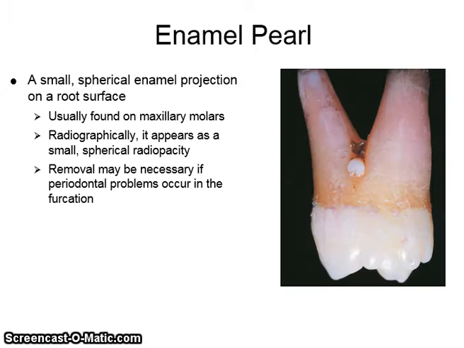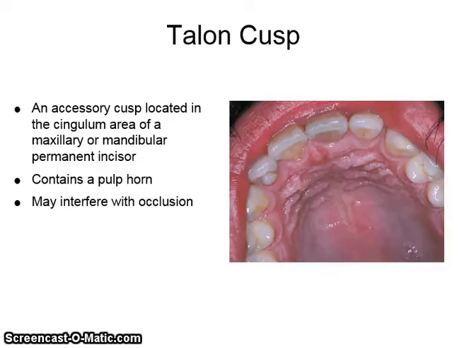An enamel pearl is a small spherical enamel projection on a root surface. It is usually found on maxillary molars. Radiographically, it appears as a small spherical radiopacity. Removal may be necessary if periodontal problems occur in the furcation.